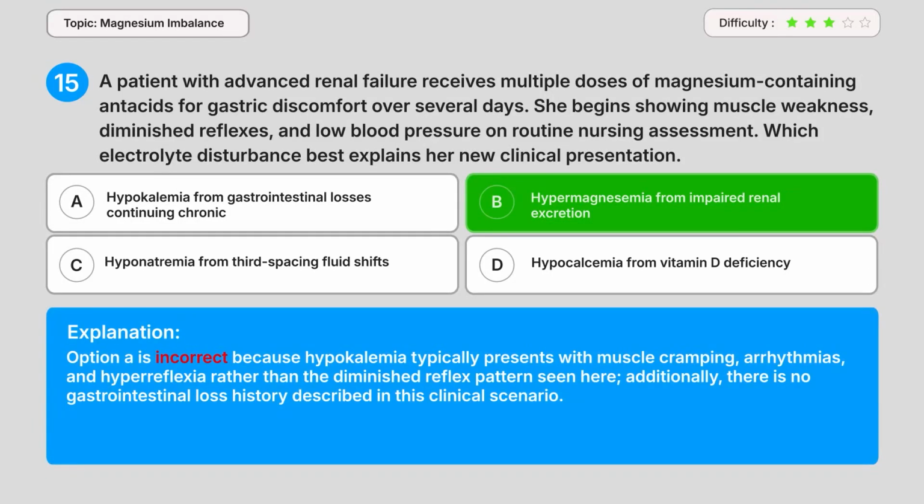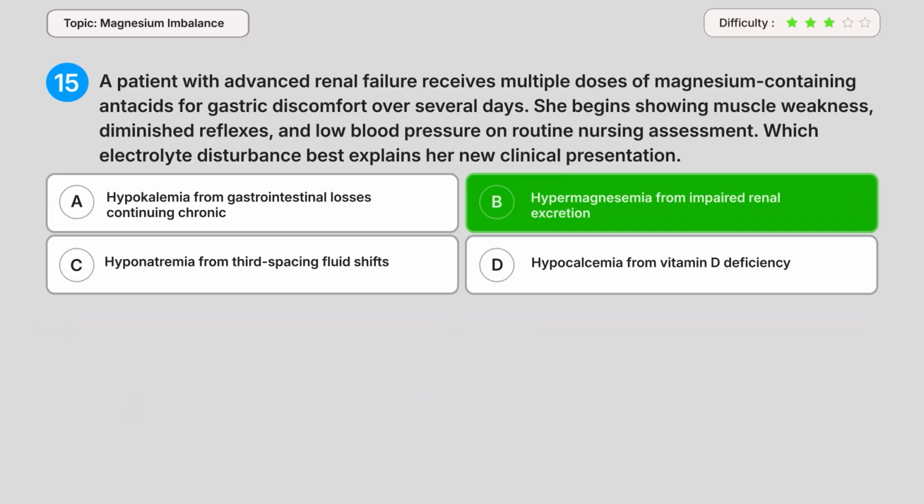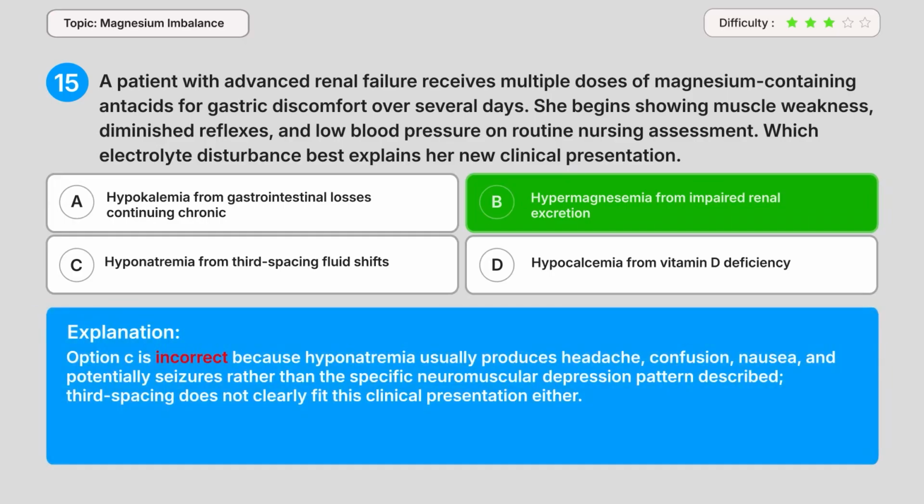Option A is incorrect, because hypokalemia typically presents with muscle cramping, arrhythmias, and hyperreflexia rather than the diminished reflex pattern seen here. Additionally, there is no gastrointestinal loss history described in this clinical scenario. Option C is incorrect, because hyponatremia usually produces headache, confusion, nausea, and potentially seizures rather than the specific neuromuscular depression pattern described. Third spacing does not clearly fit this clinical presentation either.